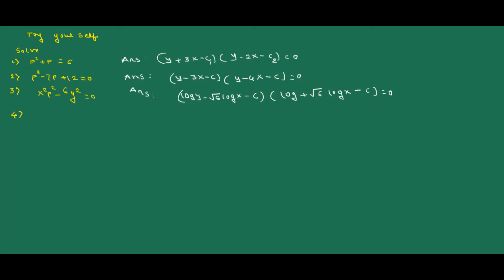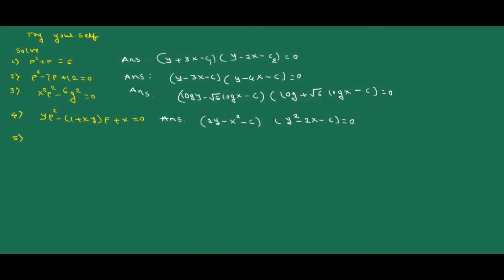Next example, solve y p square minus (1 plus xy) p plus x is equal to 0, and its solution is 2y minus x square minus c into y square minus 2x minus c is equal to 0.